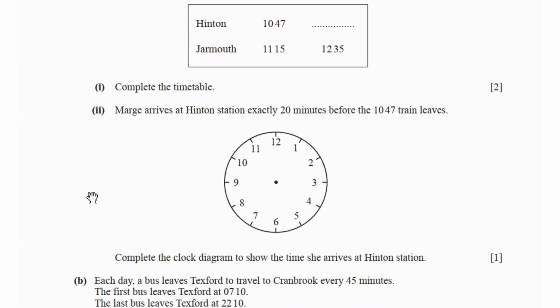Next part says that Marge arrives at Hinton Station exactly 20 minutes before the 10:47 train leaves. So we have to complete the clock diagram to show the time she arrives at Hinton Station. If it's exactly 20 minutes before the 10:47 train leaves, it's going to be 10:27. So the small hand is going to be at 10 and the big hand is going to be at 27. That's somewhere over here. That's your answer.